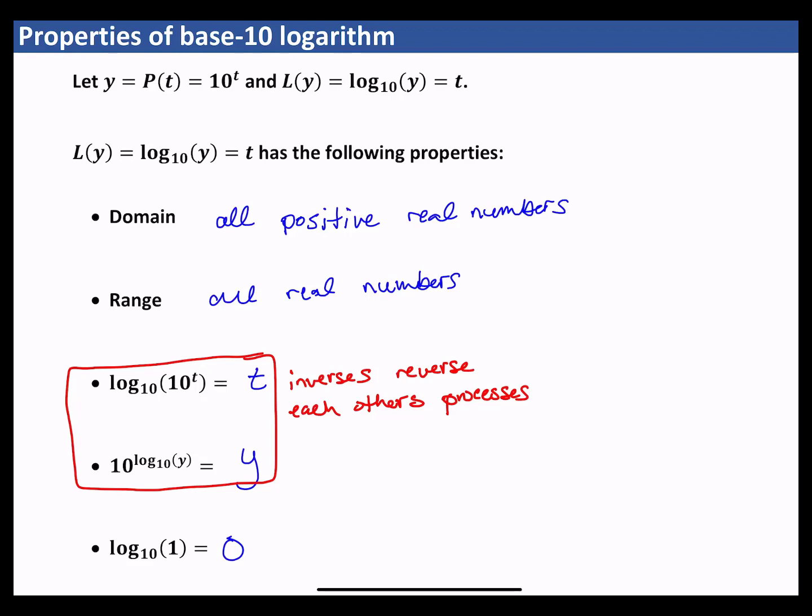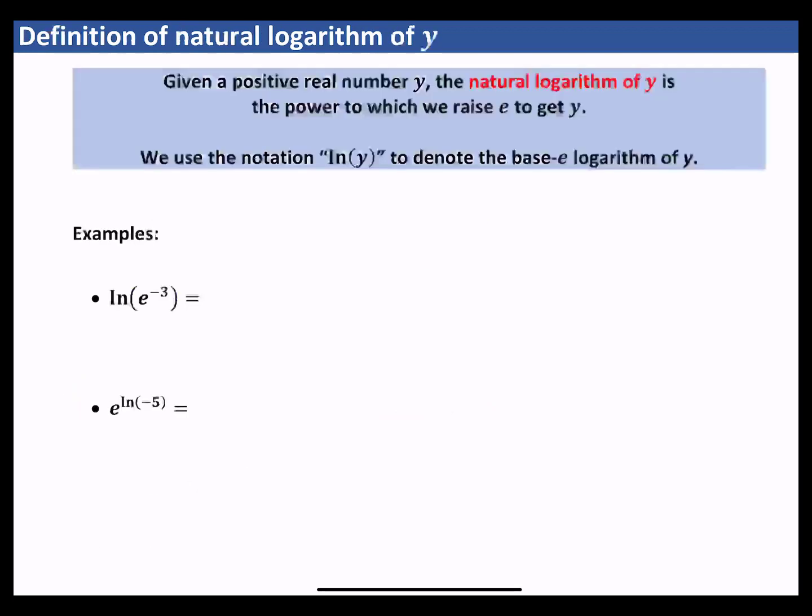In correspondence with the natural exponential function e raised to the t, we now develop its inverse function and call this inverse function the natural logarithm. So here's the formal definition of the natural logarithm. Given a positive real number y, the natural logarithm of y is the power to which we raise e to get y. We use the notation natural log of y to denote the natural logarithm of y. We can think of the natural logarithm as the base e logarithm.